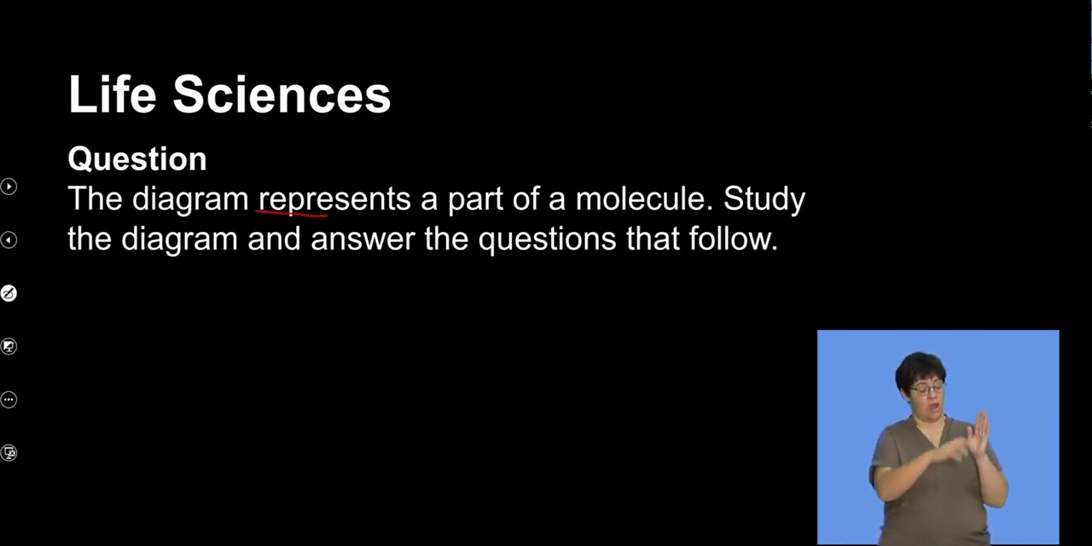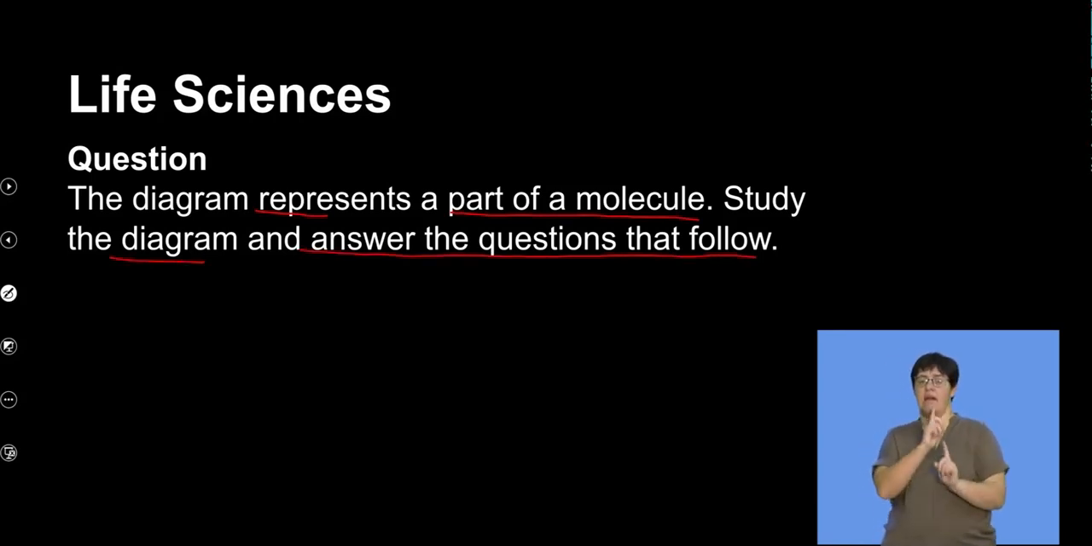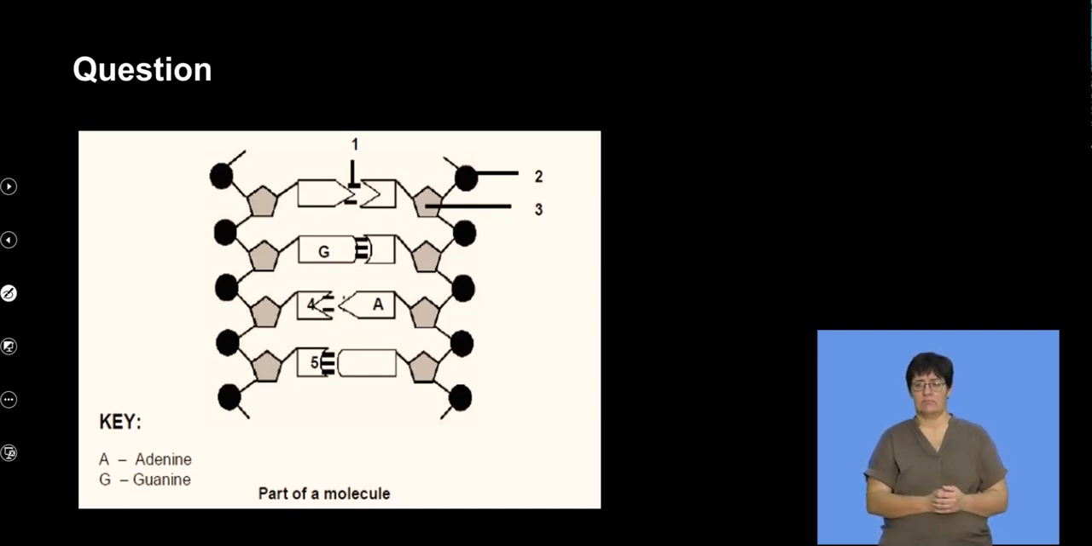The diagram represents a part of a molecule. Study the diagram and answer the questions that follow. So I'm going to call that diagram up in a bit. Here we've got a diagram of a DNA molecule that's illustrated. Let's try and understand firstly why this is DNA, and I can see that it's double-stranded. I also can see that there are possibly complementary base pairs, which I know that we will have to unpack in a little while. So that's an overview of that diagram.